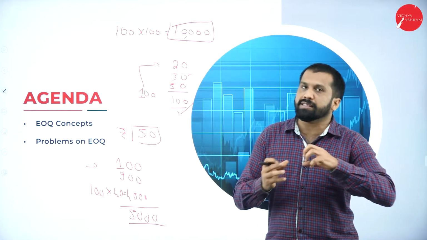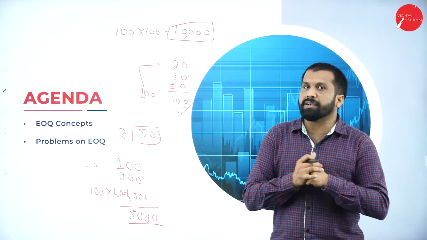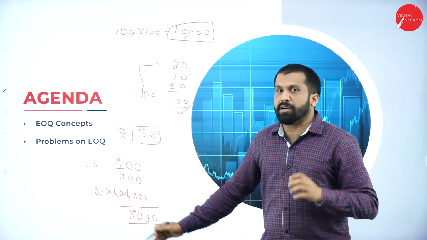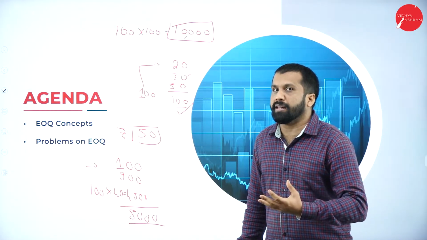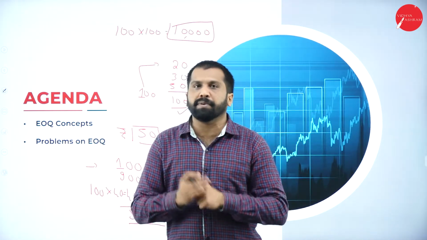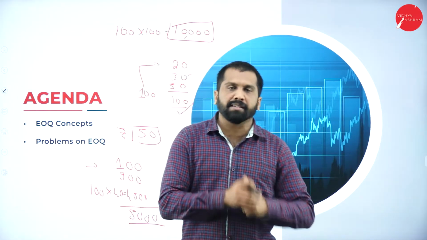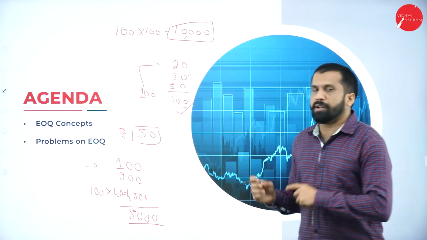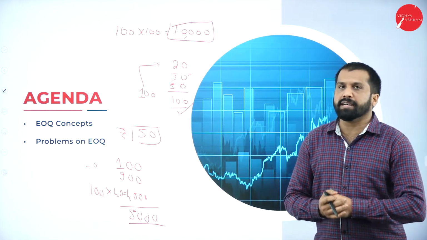This is all about your EOQ system. Economic order means whatever I order, I have to order economically. I need to reduce the cost. I have to save for the company. Hope you are clear. Yes, this is all about EOQ. Remember this story, and you will never forget what EOQ is.